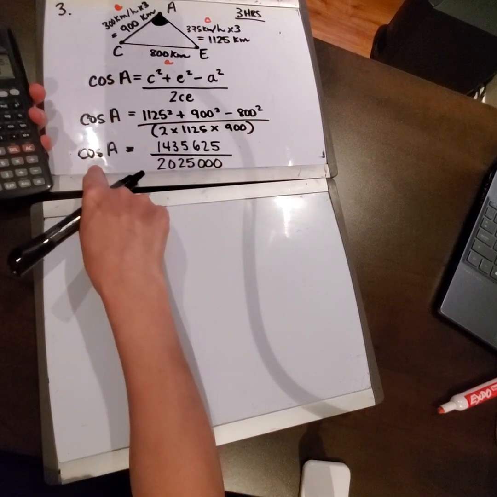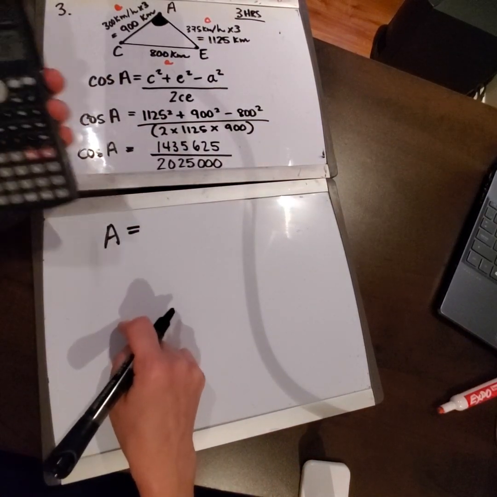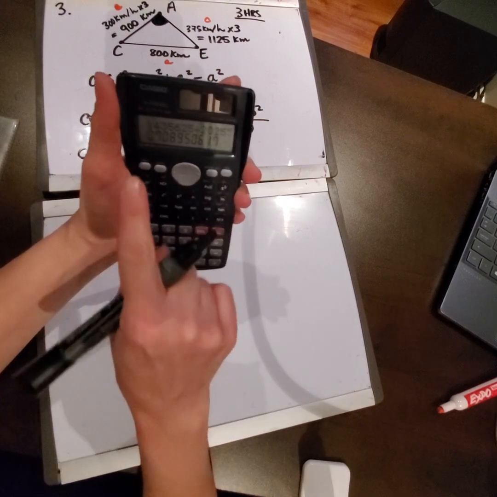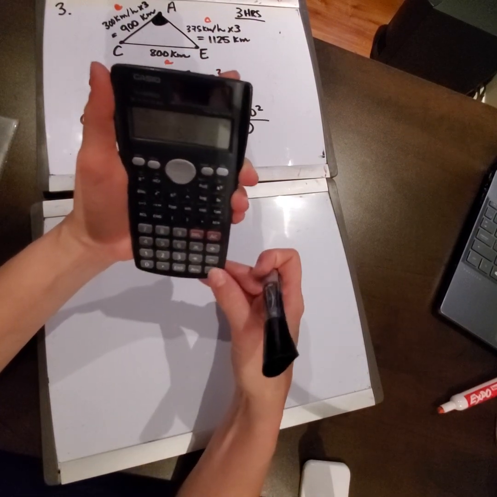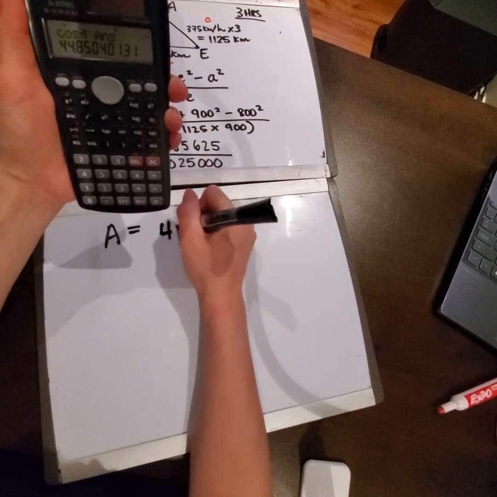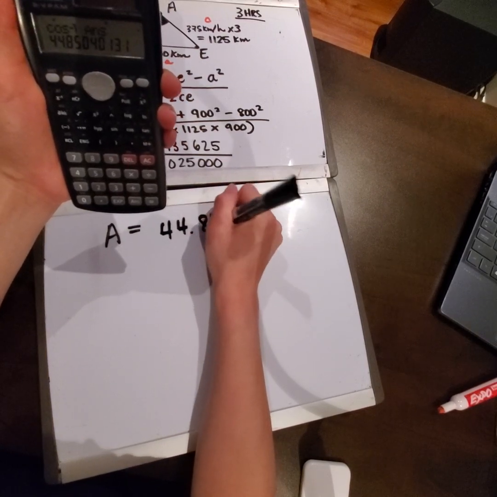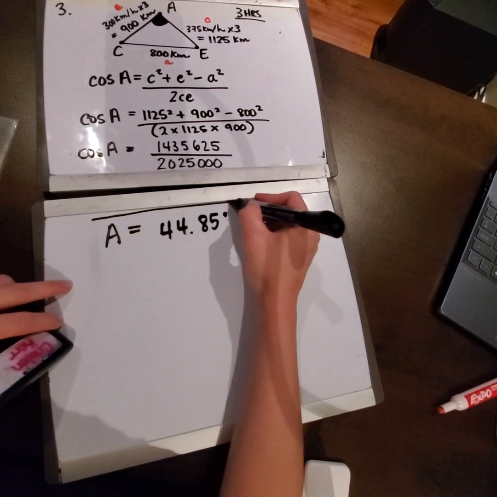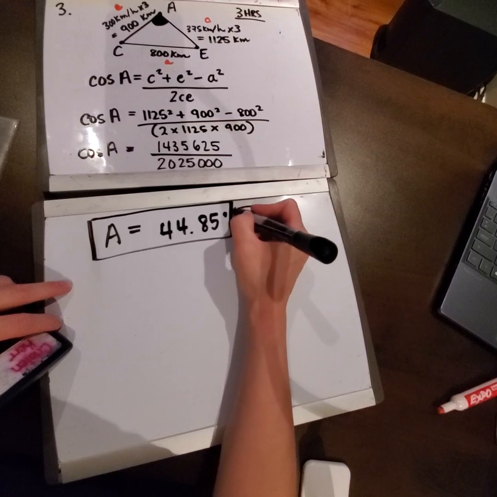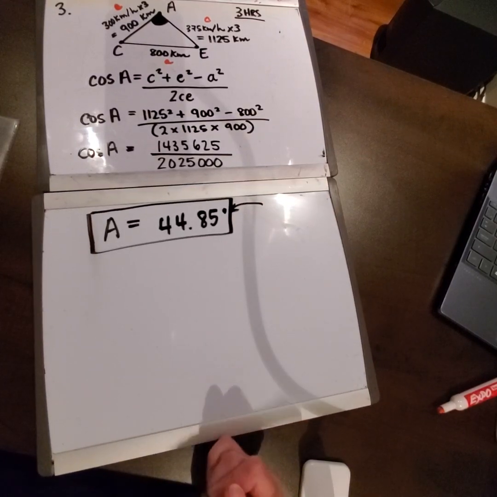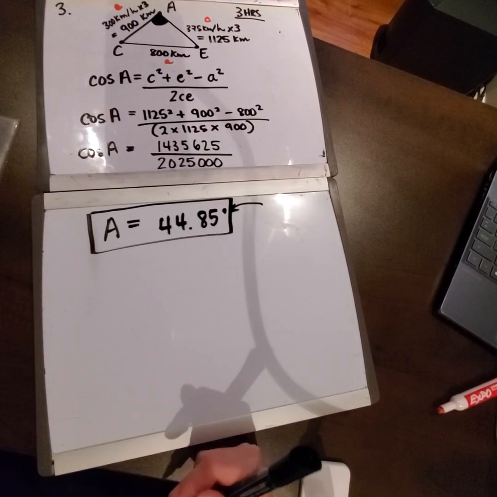Remember, we're finding an angle. I don't want the cos of A, I just want A. How do I get rid of cos? Cos inverse. And that angle is 44.85 degrees. Don't forget, this little guy's going to cost you a half mark if you forget him. So please make sure you include the units and a box around your final answer.